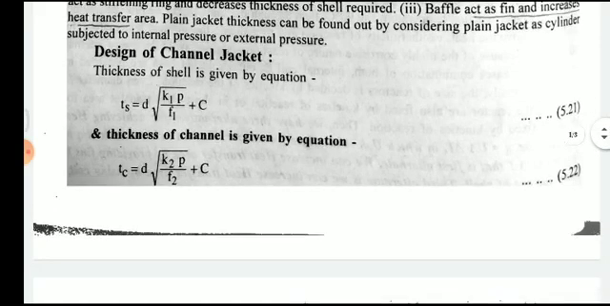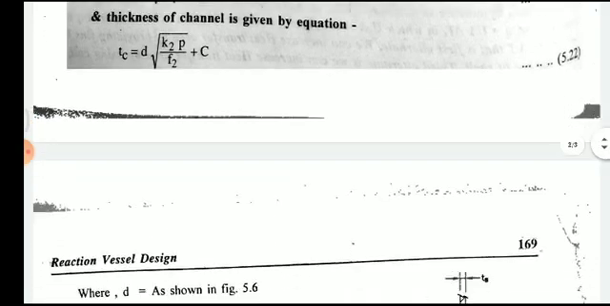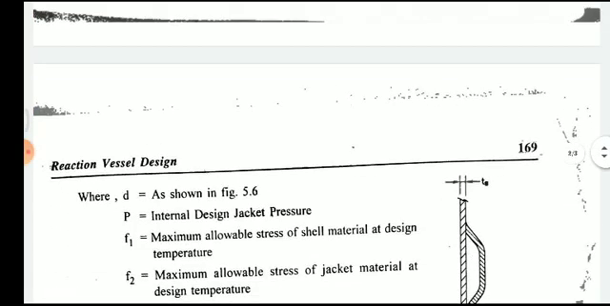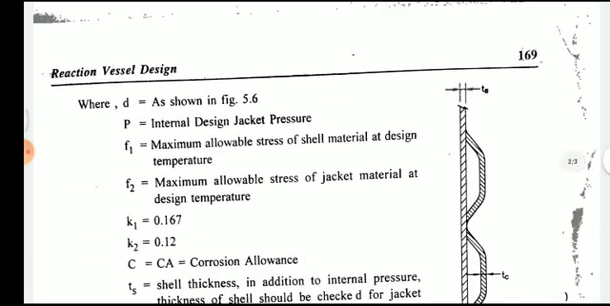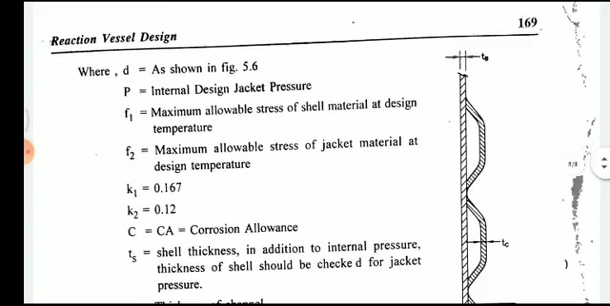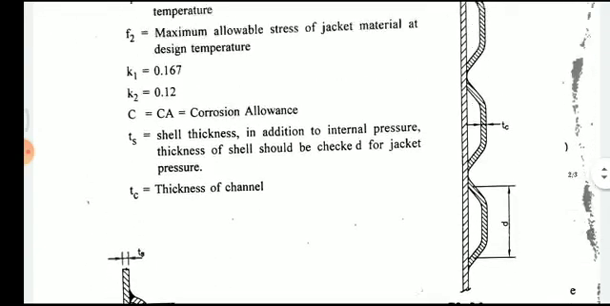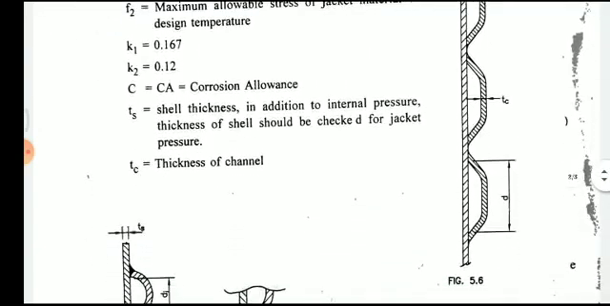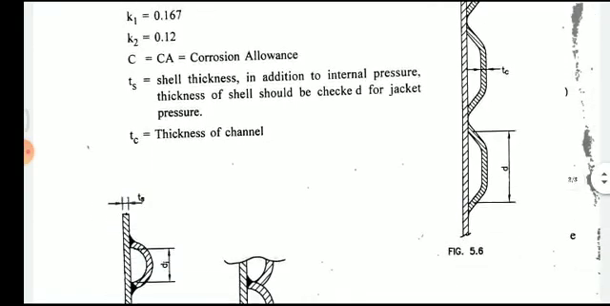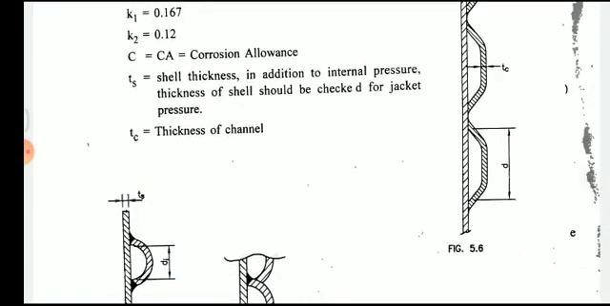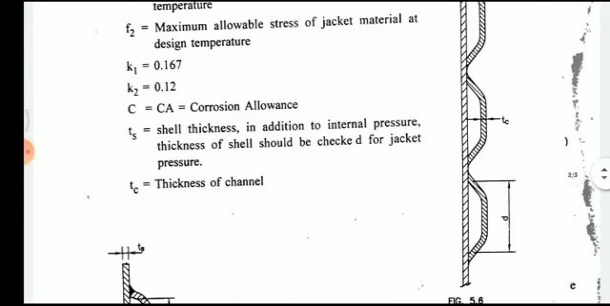That is the thickness of the shell and this is the thickness of the channel, which is given by tc = D√(K2P/F2) + C. Now the various parameters are shown in the figure. Figure 5.6 is the channel jacket. What exactly does D mean? D is the curvature, that means the half coil, which we call D.